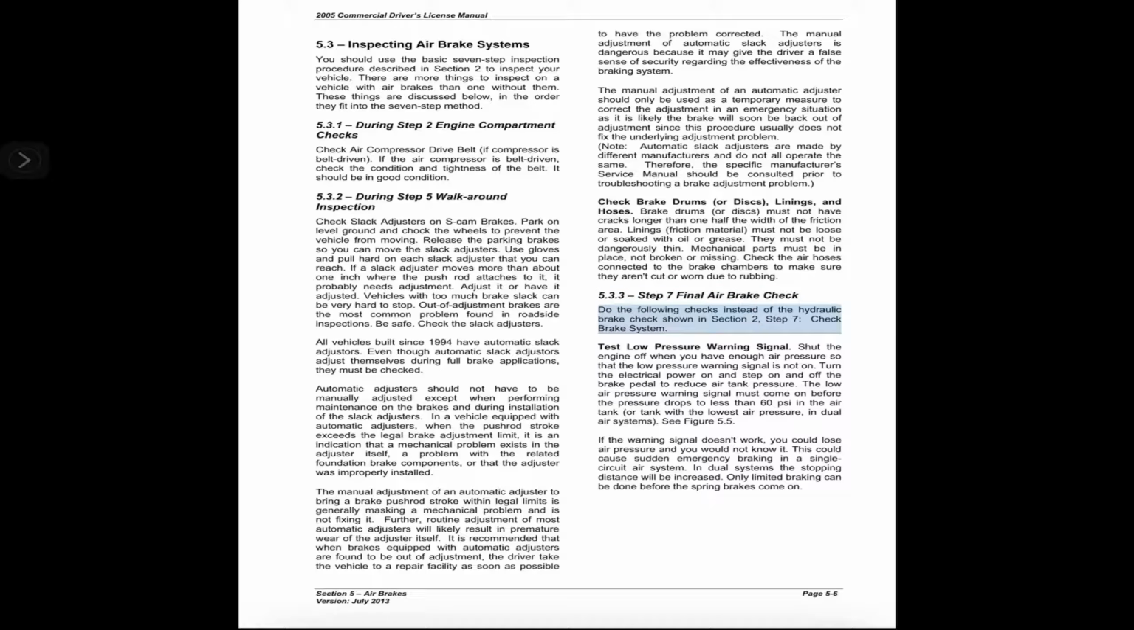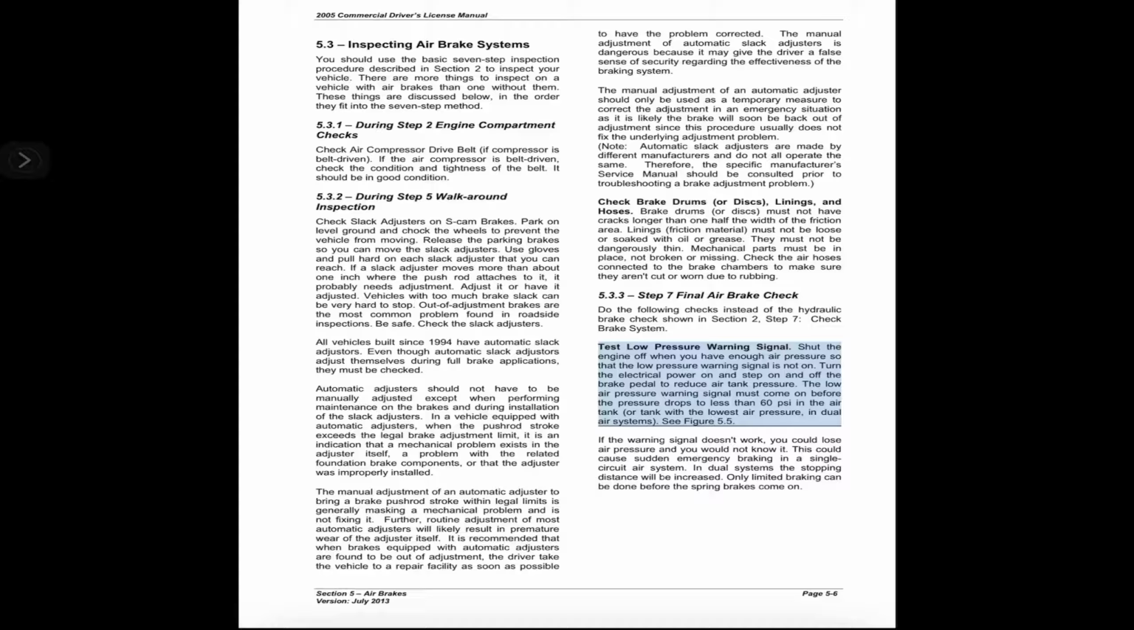3. Step 7. Final air brake check. Do the following checks instead of the hydraulic brake check shown in Section 2. Step 7. Check brake system. Test low pressure warning signal. Shut the engine off when you have enough air pressure so that the low pressure warning signal is not on. Turn the electrical power on and step on and off the brake pedal to reduce air tank pressure.